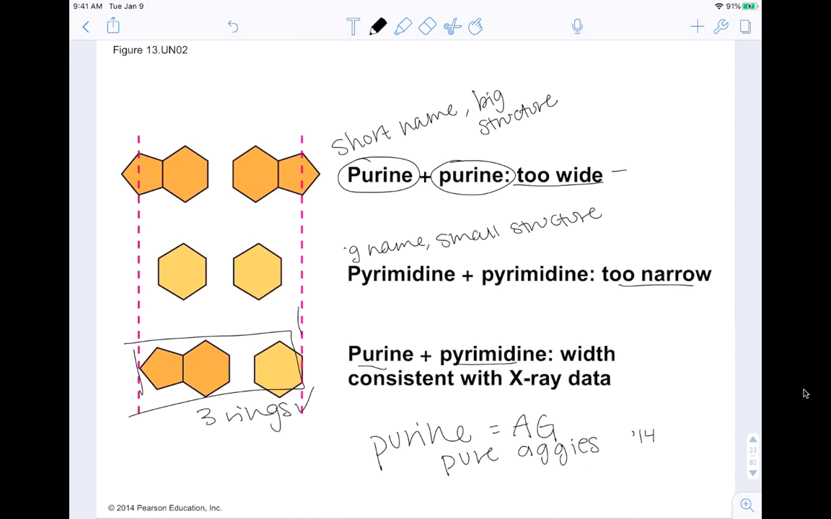And then pyrimidine is just basically the other two, CT. I don't have anything to remember that, but those are the four nitrogenous bases, and if you know what two of them are, then the other two obviously have to be the other option. So you have two purines that are adenine and guanine, and you have two pyrimidines that are cytosine and thymine.